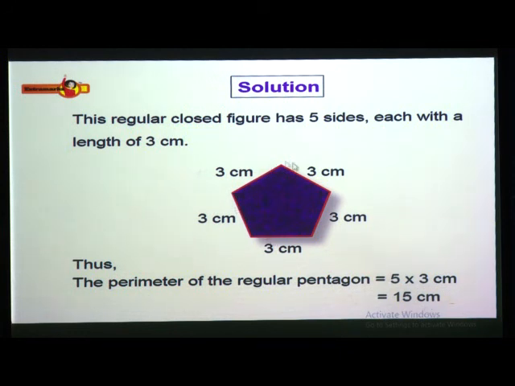If the sides are equal, then we can take directly all the sides, 5 sides, multiplied by the length of one side. So, the perimeter of the given regular pentagon is 5 multiplied by the length of the side, that is 3 centimeters, which is equal to 15 centimeters.